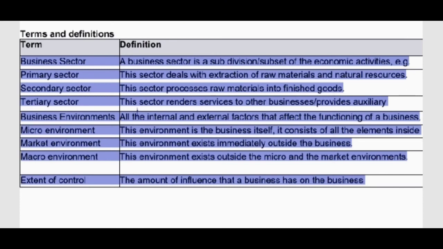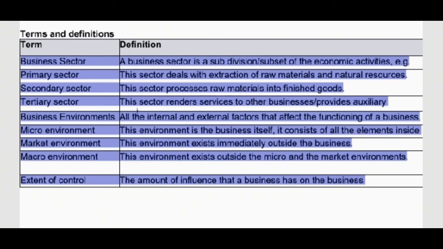I will give you the business sectors today and their environment, which is their control, their market, and so on. Then I will also do a few examples of the primary sector, secondary sector and tertiary sector. Maybe you are lost as to what I am talking about, so let me just give you the definitions of the terms we have to know before we go so far. Look at your screen right now. We have terms and definitions.